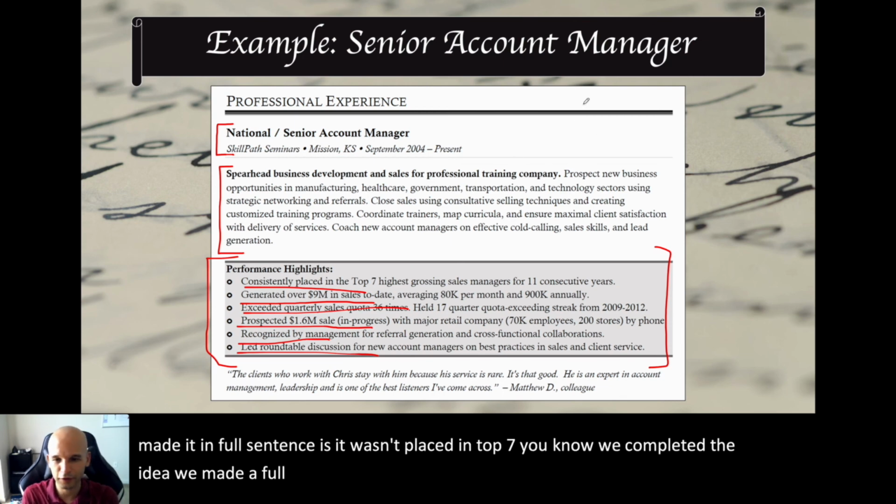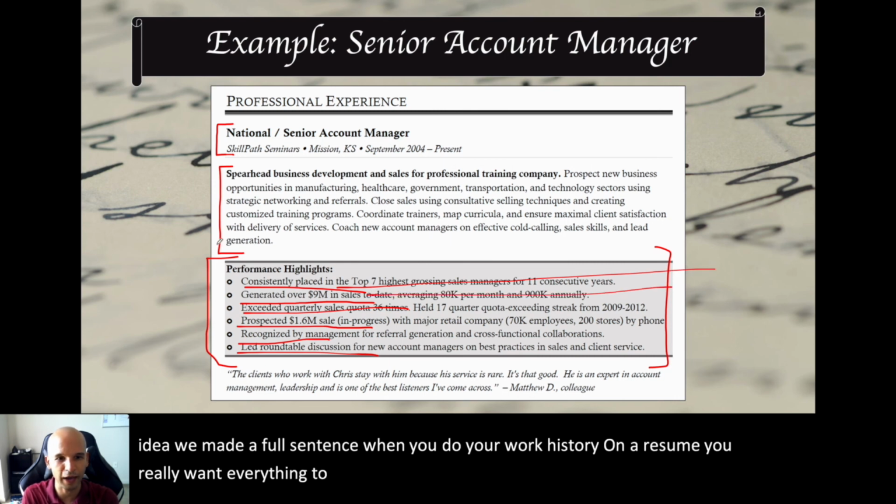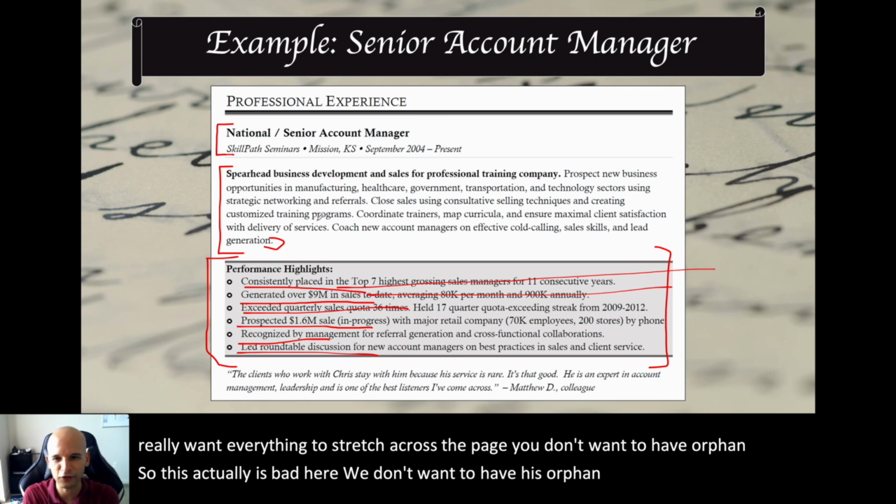When you do your work history on a resume, you really want everything to stretch across the page. You don't want to have orphans. So this actually is bad here. We don't want to have this orphan. So see, I caught my own mistake while I'm teaching it and recording it.